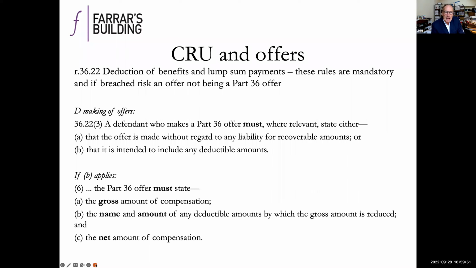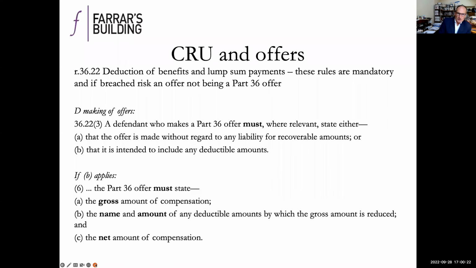Now, it is the B aspect of it that provides the subsequent and important obligations. If it's just A, then these obligations don't apply. But defendants, generally speaking, will want to make an offer that includes reference to CRU, so that one knows what the gross sum is and what the net sum is. And so one's got something of a handle about the totality of the offer. And it's unusual, I think, for offers to be made without taking CRU into account, although, as I say, of course, that is permissible.